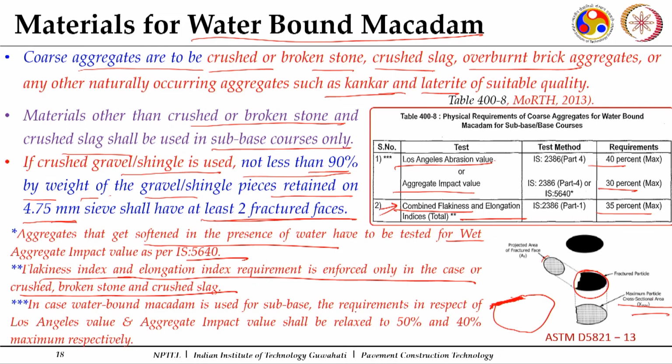In case of waterbound macadam, the requirements in respect of Los Angeles abrasion, and if I am using this, as I mentioned, this can be used in sub-base courses. If I am using waterbound macadam in sub-base courses, the requirements of Los Angeles abrasion value and aggregate impact value will become 50 and 40%, because 40% was there in the case of the granular sub-base courses. So, if this material is used in sub-base courses, instead the aggregate impact value requirement will be 40%. So, all these things need to be taken care of.